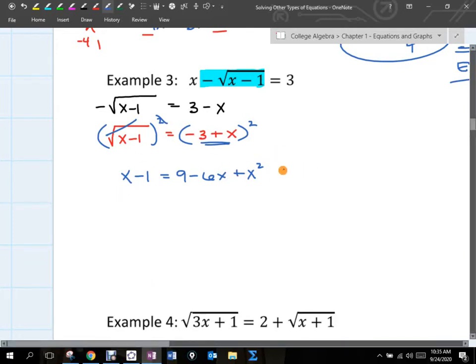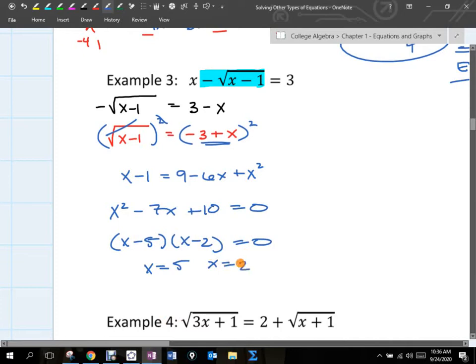So now this is quadratic, right? So it's quadratic, so we can solve that. I can go ahead and rewrite this as x squared minus 7x plus 10 equals 0, just moving everything to one side. So I go to x minus 5 and x minus 2. So then x is going to be 5 or x is going to be 2, right?